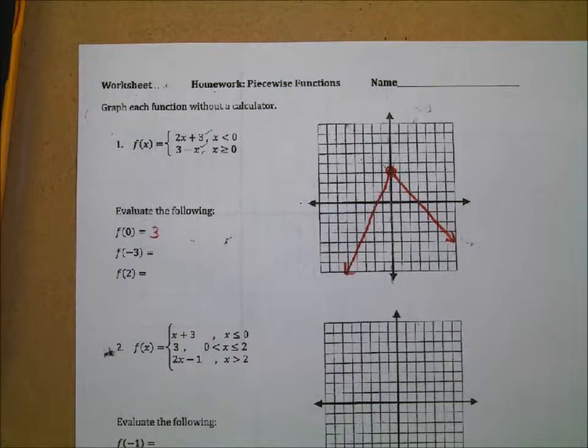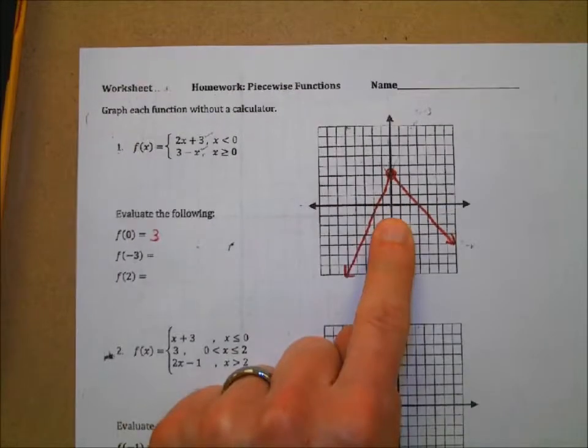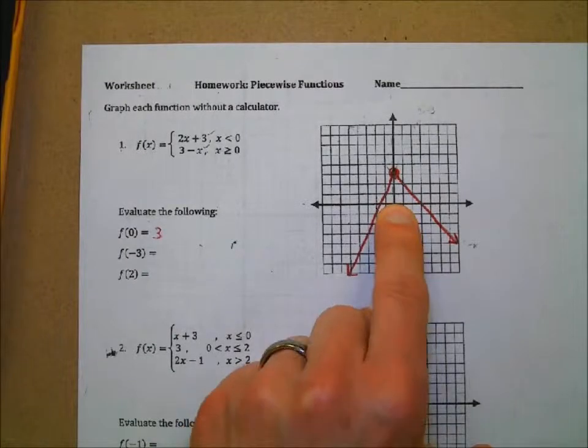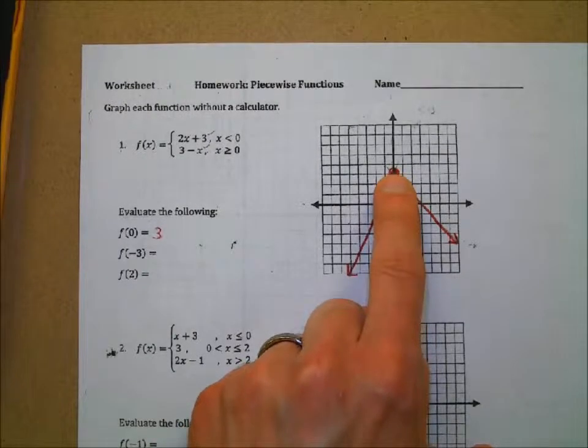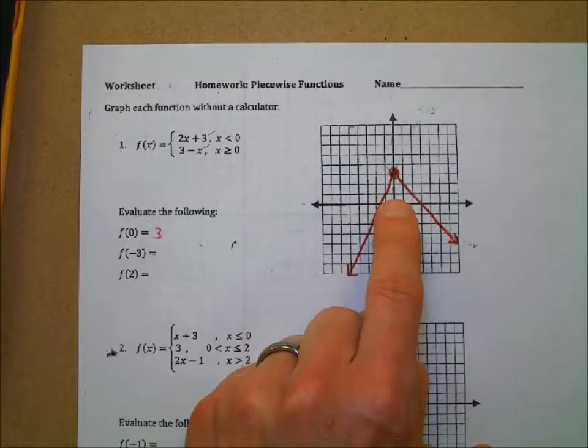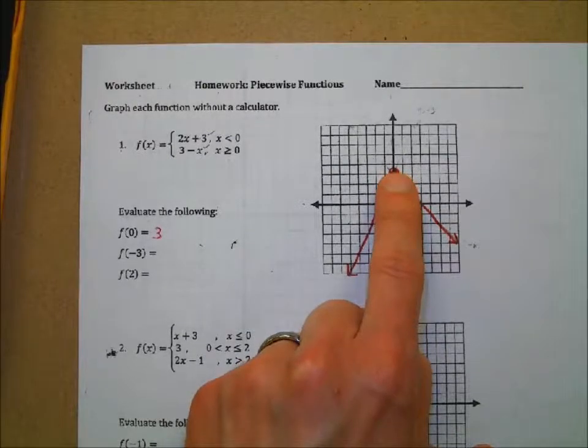One way to do this is to look at your graph. Okay? X is equal to 0 right here, right? There's the 0 x value. And if I go to my graph, what's the matching y value for this x value of 0? It's 3, right? 0, 1, 2, 3. So 3 is how we get that.